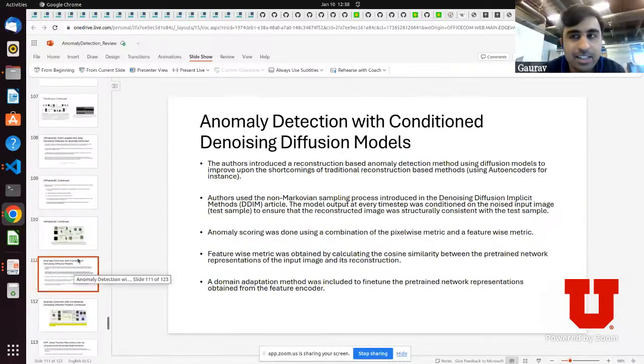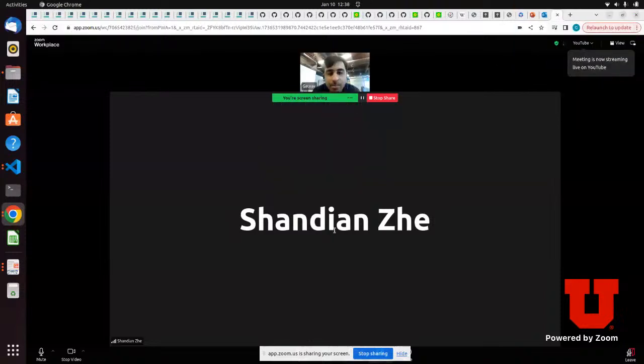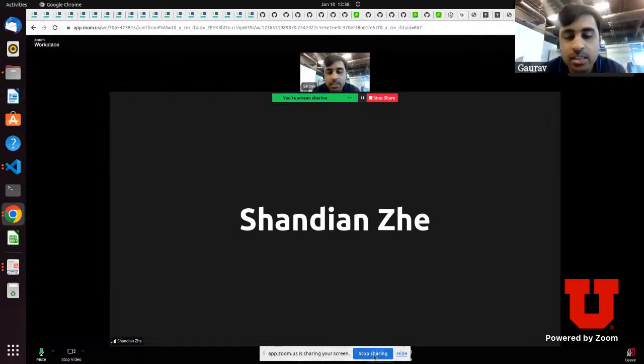But right now we should think about some kind of idea, because we have seen a few of those diffusion models, right? We can think about how to propose our own method for anomaly detection. One is that we can consider flow matching, right? Not just DDPM. So I'll just stop sharing and write down your suggestions.